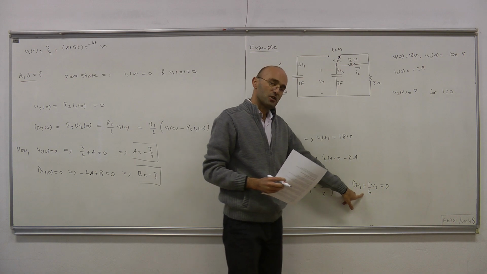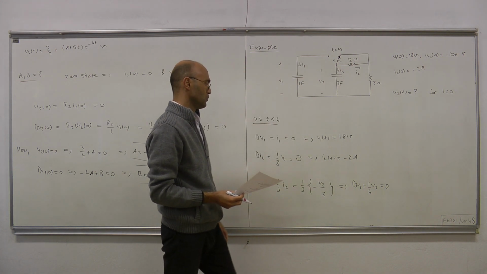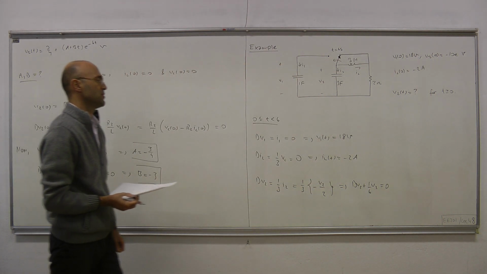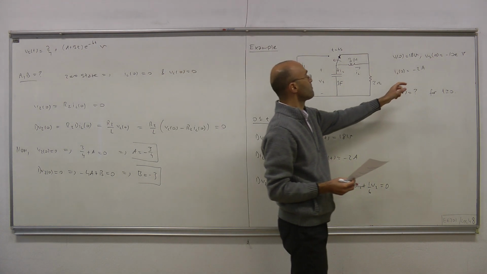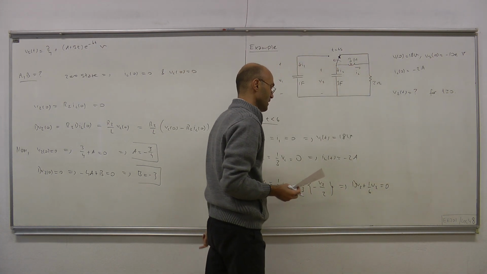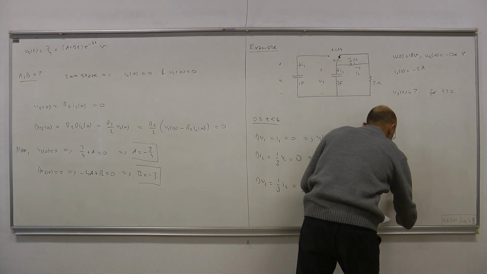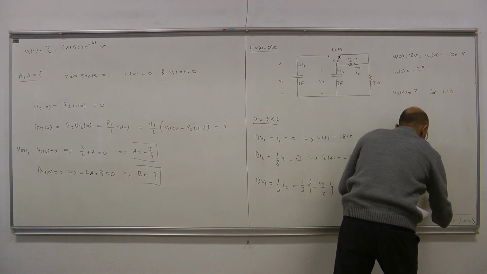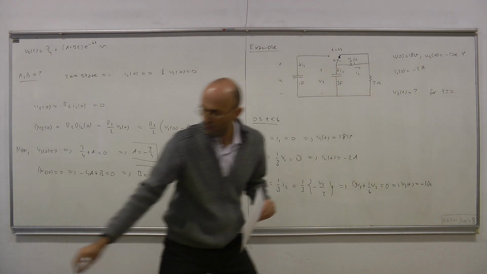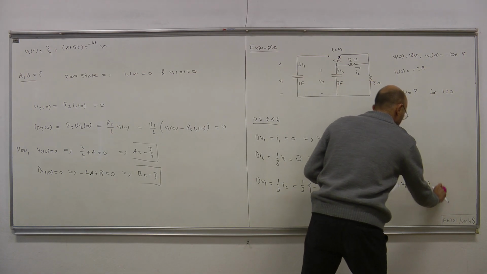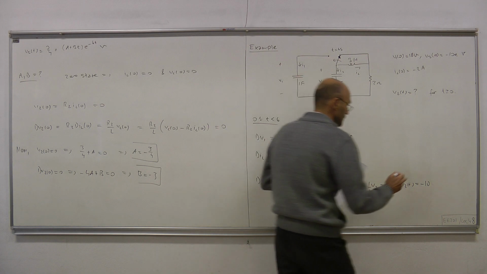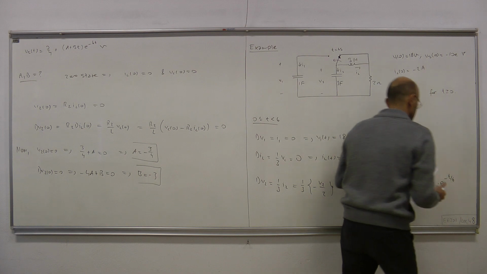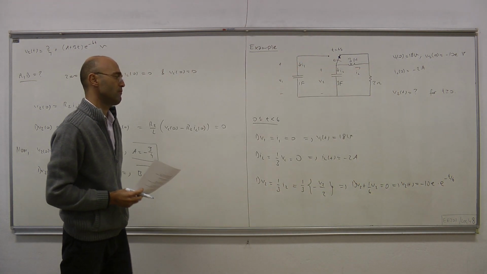So that's a first order differential equation, homogeneous. Therefore the solution is the initial condition times e to the natural frequency times t. Initial condition is minus 27. Therefore V2(t) equals minus 10e times e to the minus t over 6 volts.